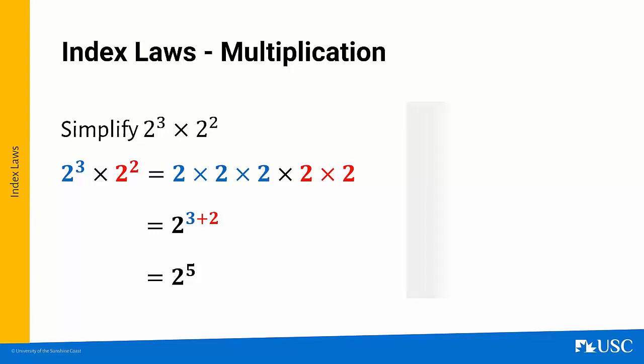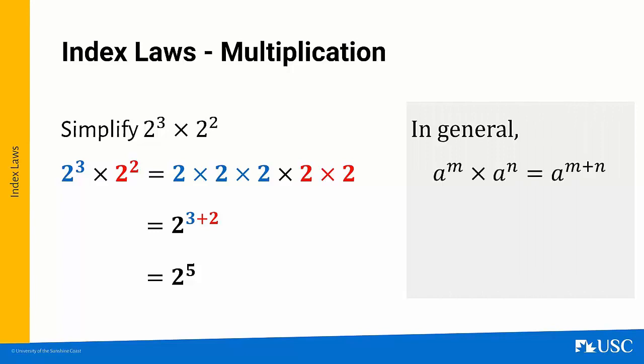Now this will work for any base, it doesn't have to be 2. So we can represent the base as a, and it'll work for any powers as well. So we can generalize that and say a to the power of m times a to the power of n equals a to the power of m plus n. That is, when the bases are the same, we can add the indices.